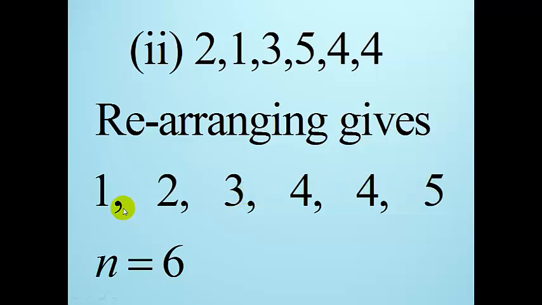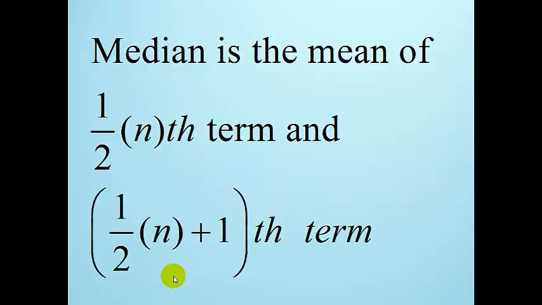Now let's count the number of terms. We have 1, 2, 3, 4, 5, 6. That means that n is equal to 6. And 6 is an even number. So if the number of terms equals 6, if it's an even number, how do we find the median? Now let's proceed. The median is the mean of half n item and half n plus 1 item.